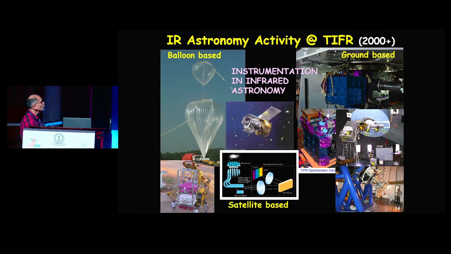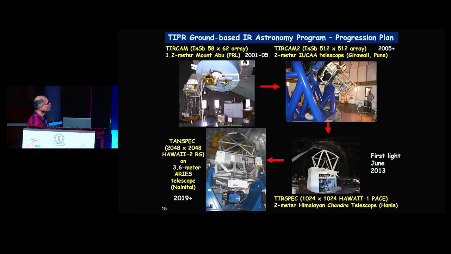In the meantime, we also did an extensive instrumentation program for a small satellite program, particularly when we had opportunities from ISRO. And we are continuing our balloon program with upgraded telescopes, and we also have a plan to upgrade our detectors. Particularly, we moved from photometer to spectrometer in the late 90s. So this slide basically gives the progressive plan of our ground-based astronomy.